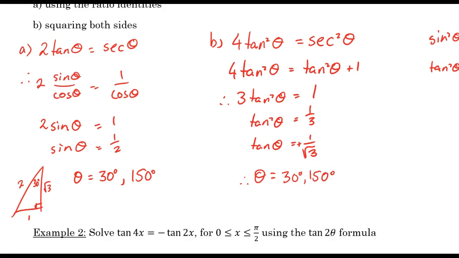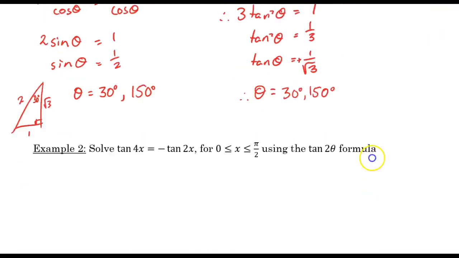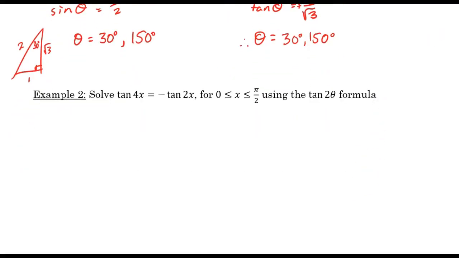I think probably the ratio identities was a simpler way to do that one. Anyway, let's look at another example. Tan 4x minus tan 2x. I'm going to use the tan 2 theta formula. The tan 2 theta formula is 2 tan theta over 1 minus tan squared theta. I'm going to get 2 tan 2x over 1 minus tan squared 2x.